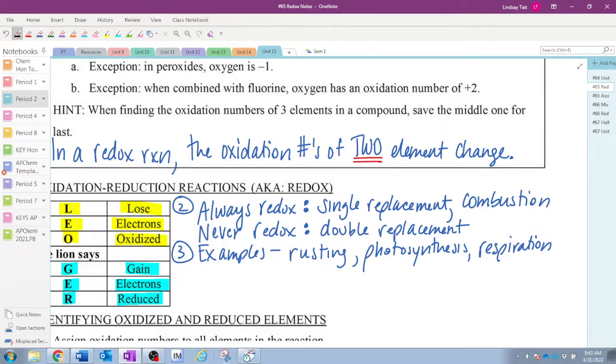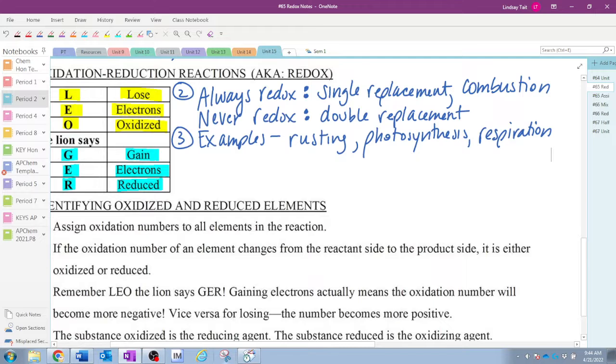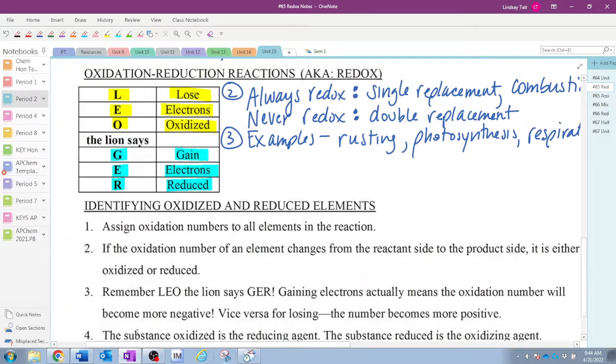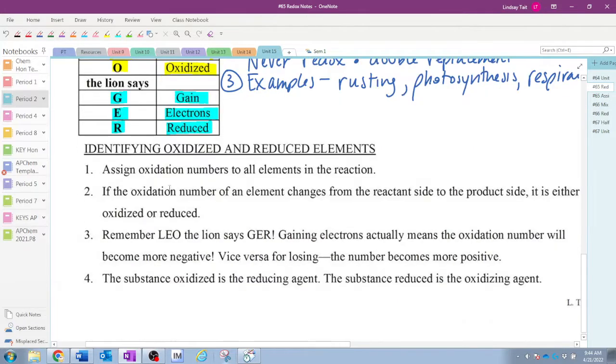All right, so that's how we know it's a redox reaction. Once we have a redox reaction, the next step would be to identify what has been oxidized, what has been reduced, what is the oxidizing agent, what is the reducing agent, and you can tell the total number of electrons that have been gained or lost. So, how we're going to do that. The 4 steps here kind of get you to identifying the 4 first things. What's oxidized, what's reduced, reducing agent, oxidizing agent.